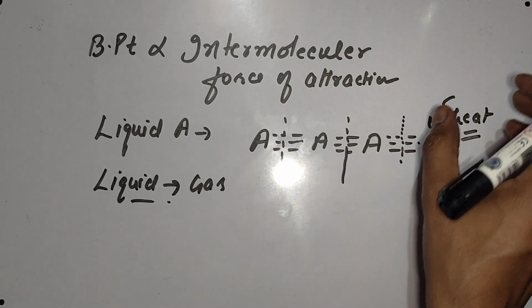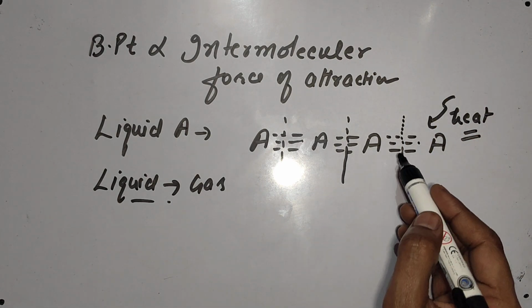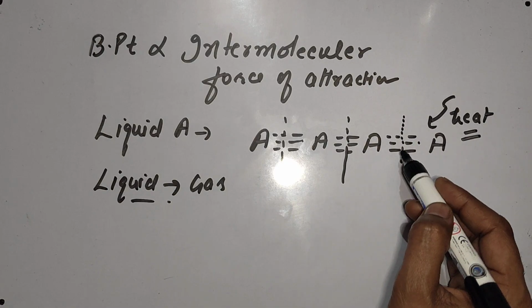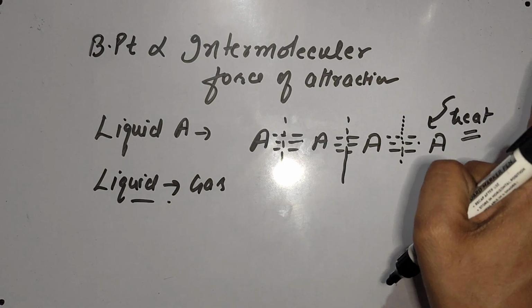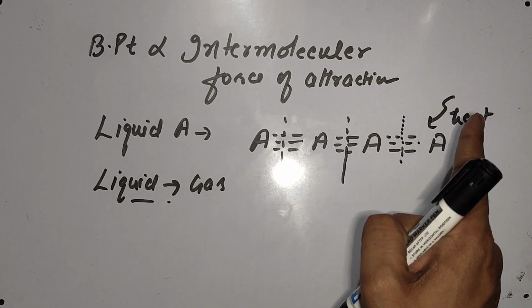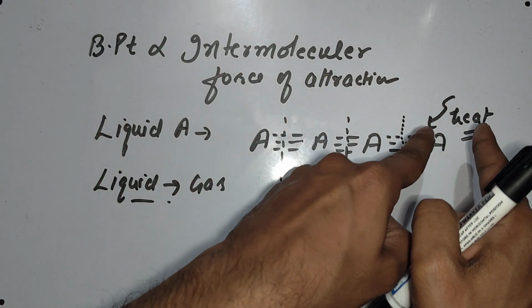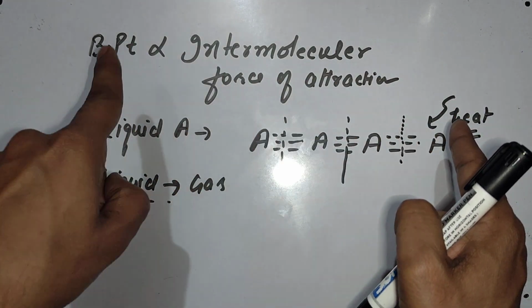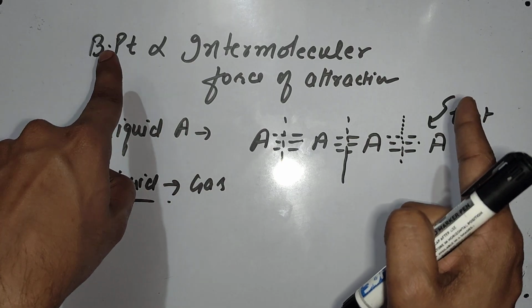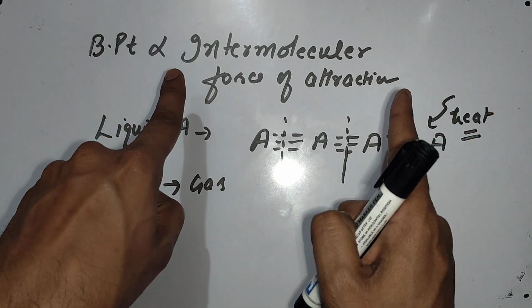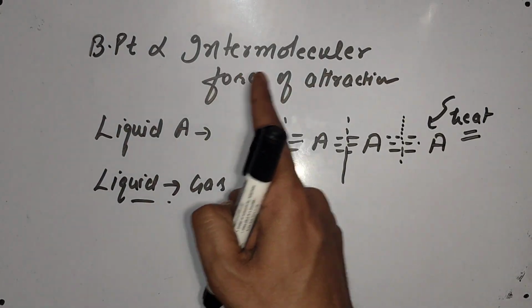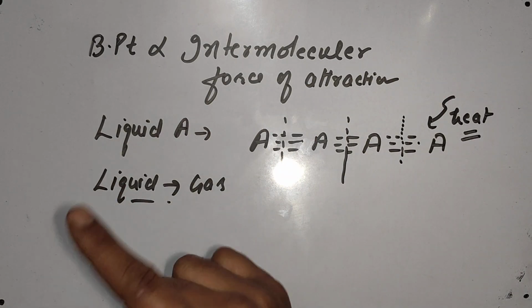Now, how much heat energy will be given by us? It depends on the force of attraction. Strong force of attraction, more heat is required to break it. More heat, more boiling point. Weak force of attraction, less heat you require to break it. Less heat, less boiling point. Means the boiling point of a liquid is directly decided by intermolecular forces of attraction.